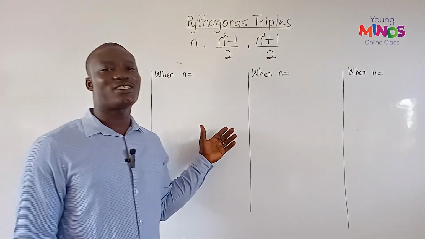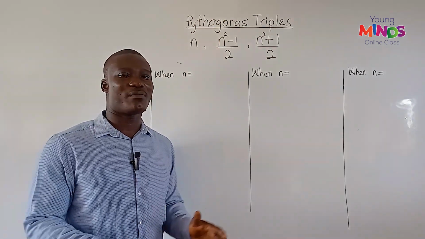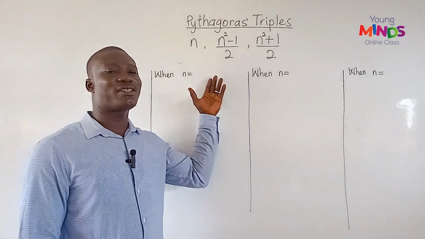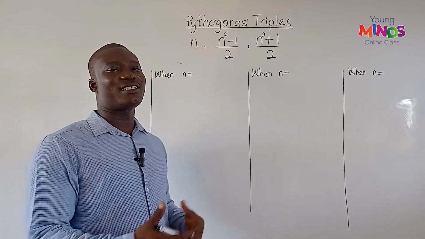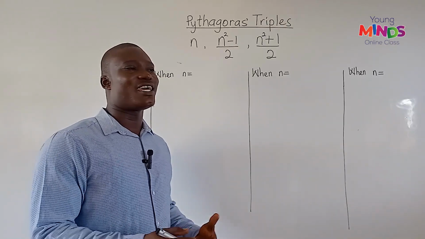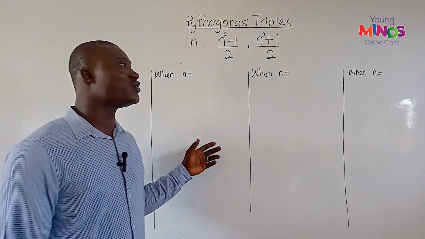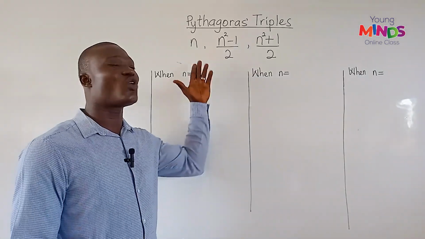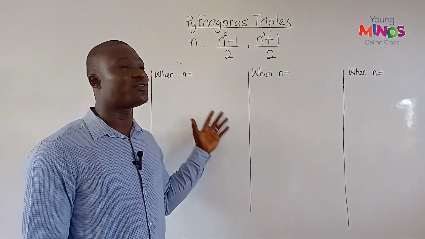Now, in today's lesson, I shall use only the odd numbers. Why? Even numbers can be used, but we'll be getting decimals in our answers. So for us to get whole numbers, we have to use odd numbers. That is why I'll use odd numbers for today.